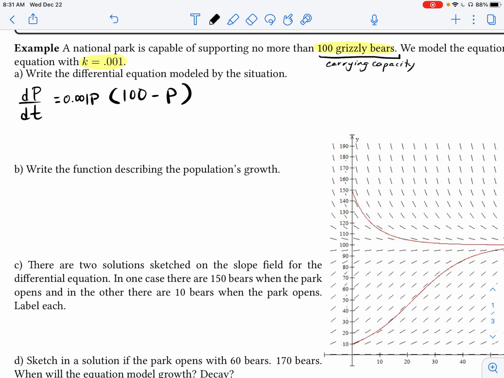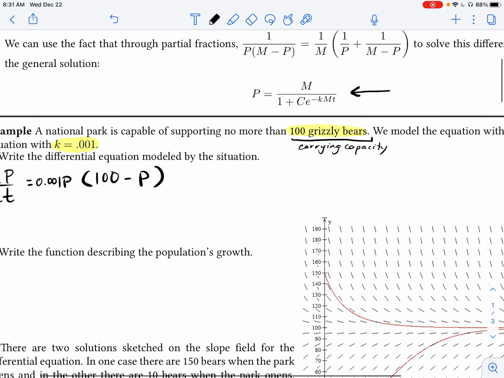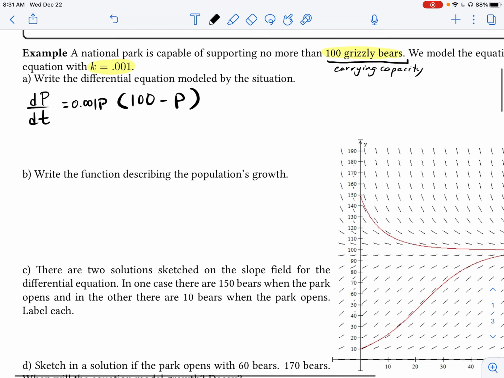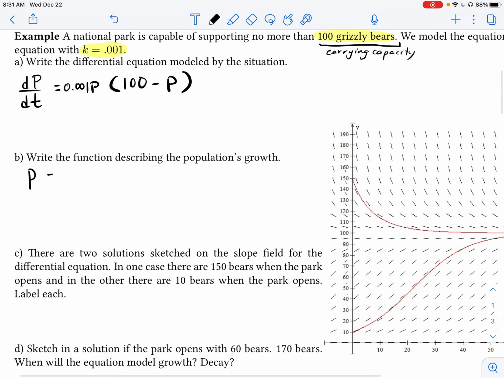So there's our differential equation that's modeled by the situation. We can then use that differential equation to come up with a population growth function. But what's good for us is that we already have our general form for a population function. So we can actually just plug in what we know here. P is equal to M over 1 plus C times e to the negative kMt power. Let's plug in what we know again. We know that M is equal to 100, and we know our k value is equal to 0.001.